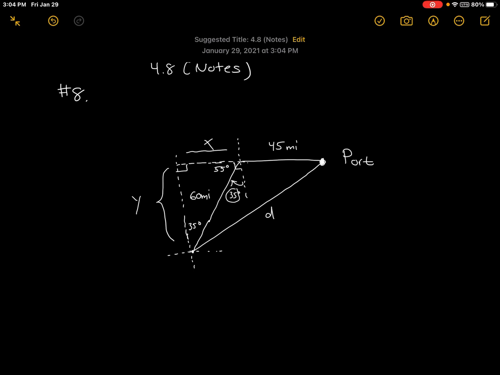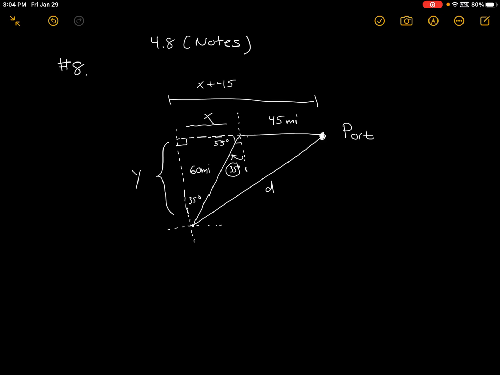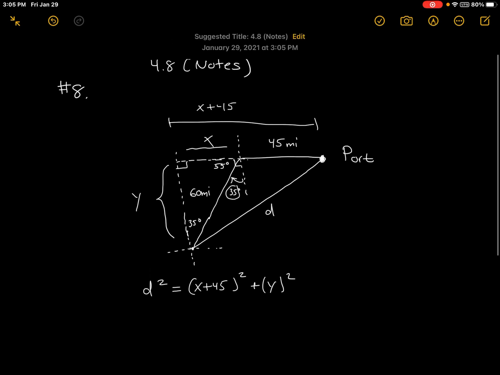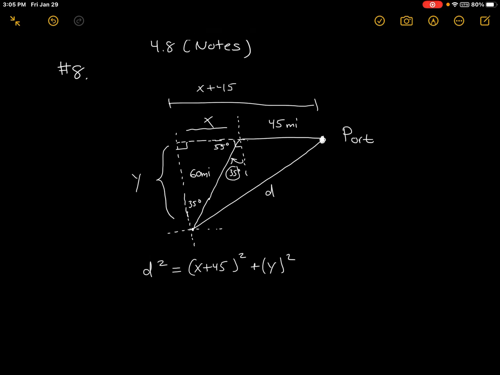And so the way you figure out what D is, you would say the distance from here to here is X plus 45. And you would use your Pythagorean theorem. You would say D squared is equal to X plus 45 squared plus Y squared. And the next step is to figure out what X and Y are. Again, there's no typo here, I don't think.